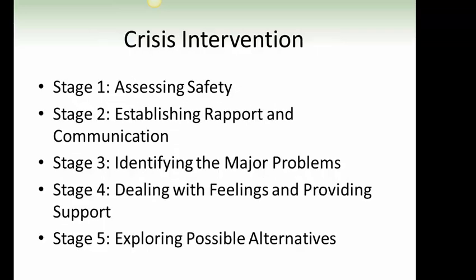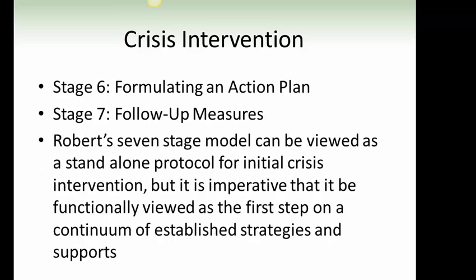Crisis intervention. Stage 1, assessing safety. Stage 2, establishing rapport and communication. Stage 3, identifying the major problems. Stage 4, dealing with feelings and providing support. Stage 5, exploring possible alternatives. Stage 6, formulating an action plan. Stage 7, follow-up measures. Roberts' seven-stage model can be viewed as a standalone protocol for initial crisis intervention, but it is imperative that it be functionally viewed as the first step on a continuum of established strategies and supports.